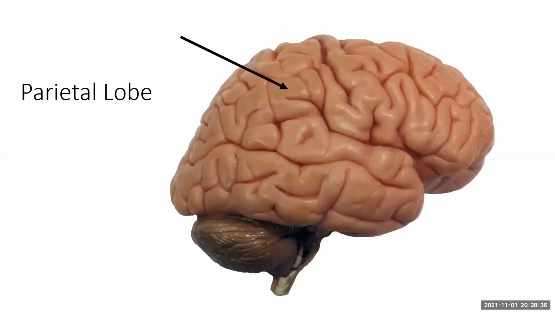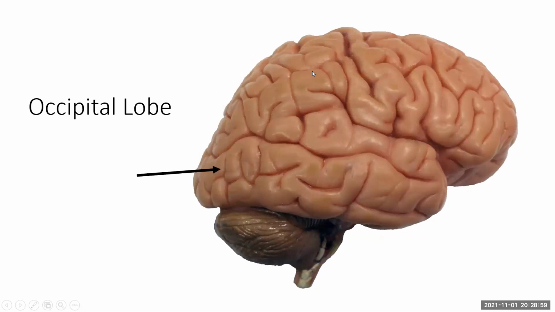Again, another lobe of the brain. Here's the parietal lobe. The parietal lobe is posterior to the central sulcus, and it sits right above the lateral fissure, or I'm sorry, lateral sulcus, right here. So here is your parietal lobe, all of this right here. Then we have the occipital lobe right back here.